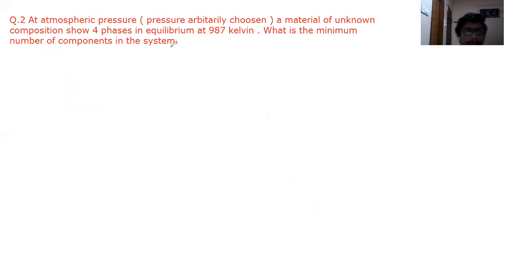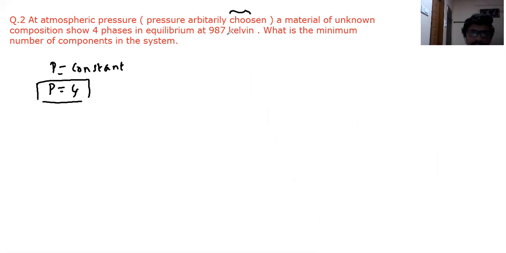At atmospheric pressure arbitrarily chosen, it means pressure is taken as constant in constructing the phase diagram. A material of unknown composition shows 4 phases in equilibrium at 987 Kelvin. What is the minimum number of components in the system? We need to find the minimum number of components that exist in the system.